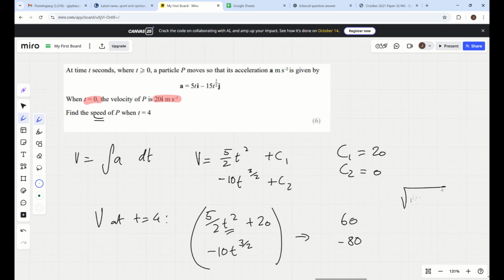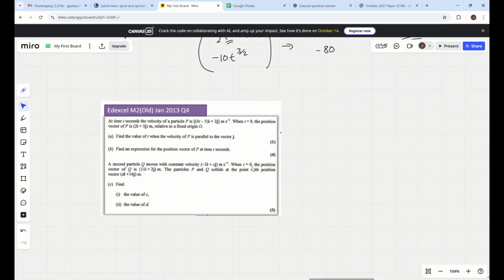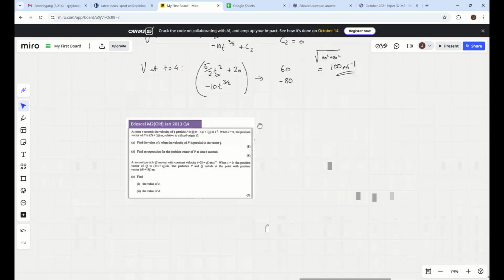And then it says speed, which is the magnitude. So we want to do 60 squared plus 80 squared. And that will in fact give us 100. It's a speed, 100 meters per second. Not bad at all for 6 marks, that one there. And then the harder questions. So let's go on to the harder question.